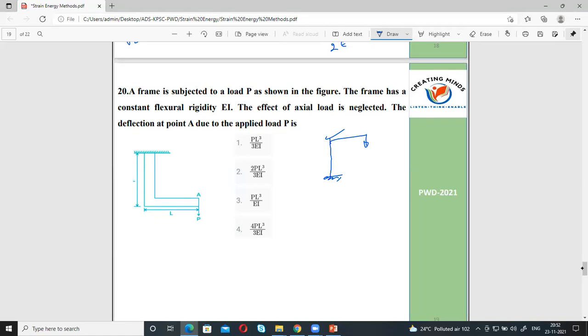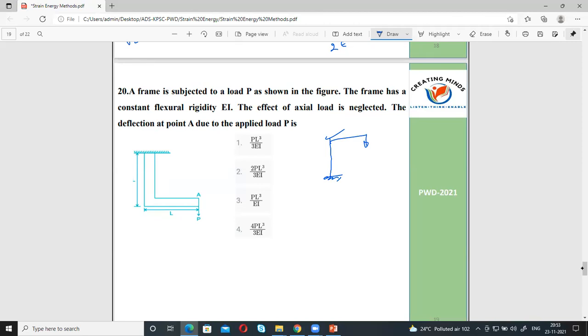Sir, horizontal will be having P into X for this, and vertical will have P into L. So total strain energy is the integration of M square dx by 2EI plus M square dx by 2EI. Very good. We substitute (Px) whole square dx by 2EI plus (PL) whole square by 2EI, which is equated to half of P delta.